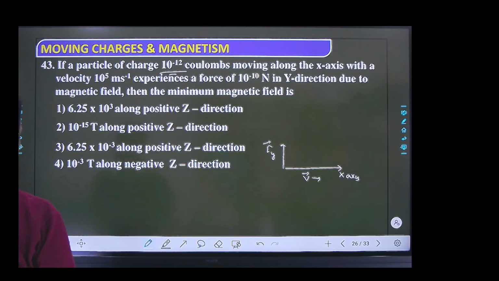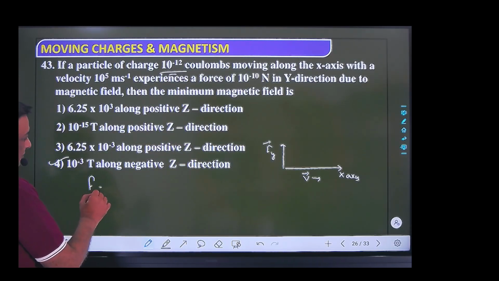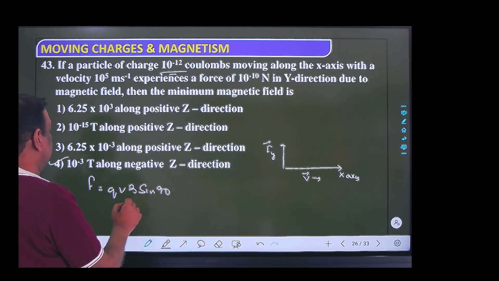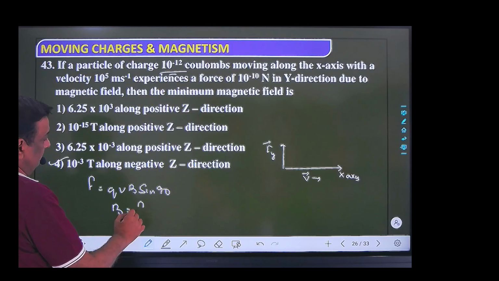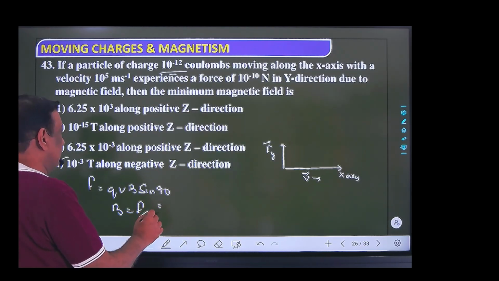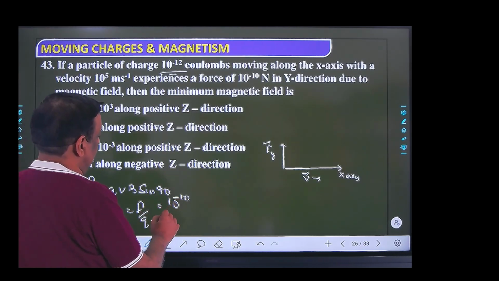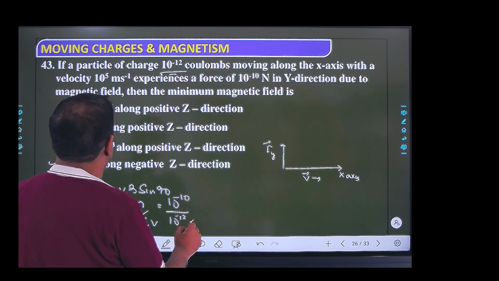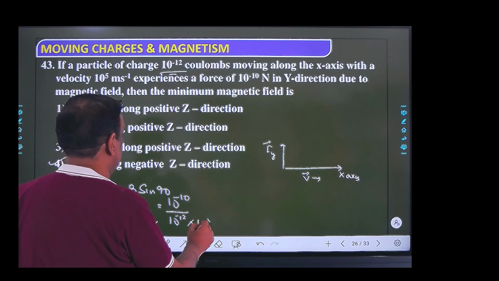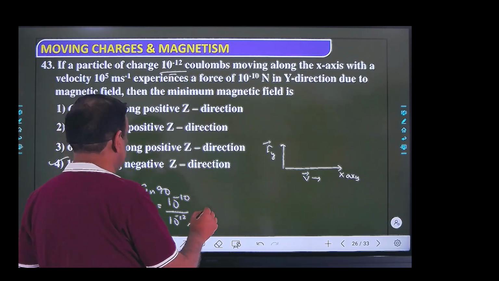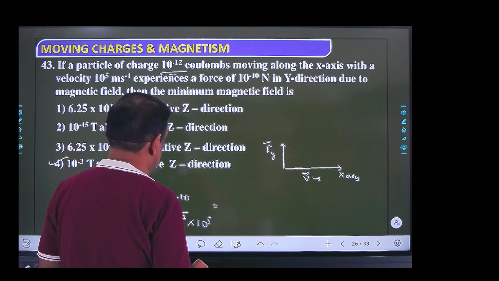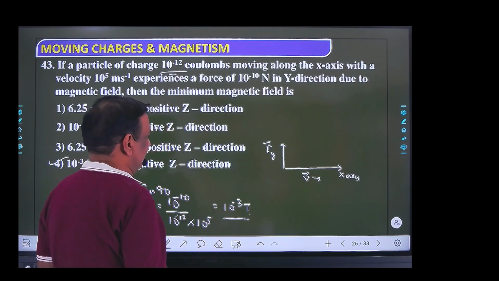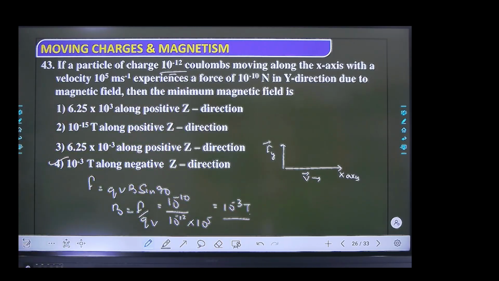Force will be along this, using the formula. Check the magnitude, which is ten raised to the minus 3 Tesla along negative z direction.